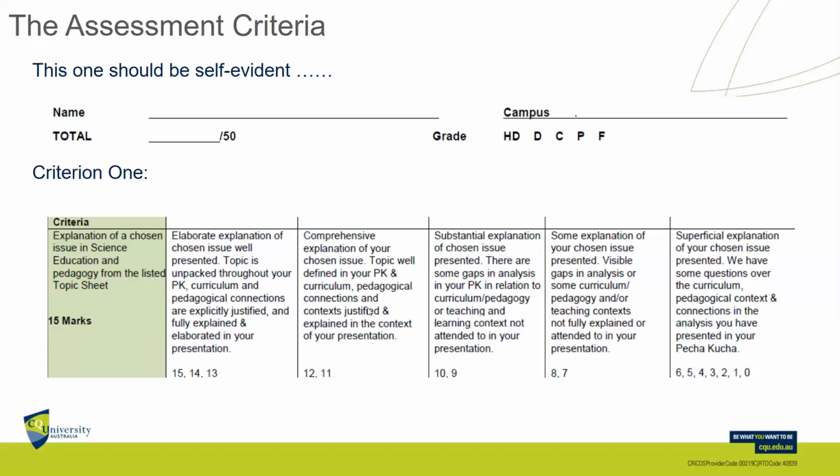Curriculum connections are made. The contexts are justified. So you're a strong performance here. Substantial here is a competent one. You know what you're doing. Some explanation, you're getting half of it. You're able to use half of it. You're able to activate half of this information in a way that's going to enable your unit to be effective for learners. And superficial, of course, you're struggling.